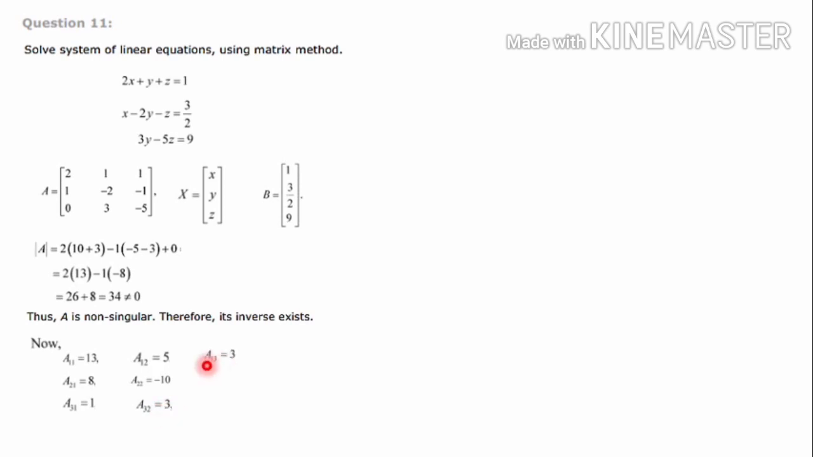Next is A13, that is first row third element, which is 1. If you take 1, that particular row and column is gone. 3 into 1 is 3, minus 0 into 2 is 0. So 3 into 1 is 3. And here 1 and 3 adding, we get 4. 4 is an even number, so the sign is plus. So the final answer is plus 3.